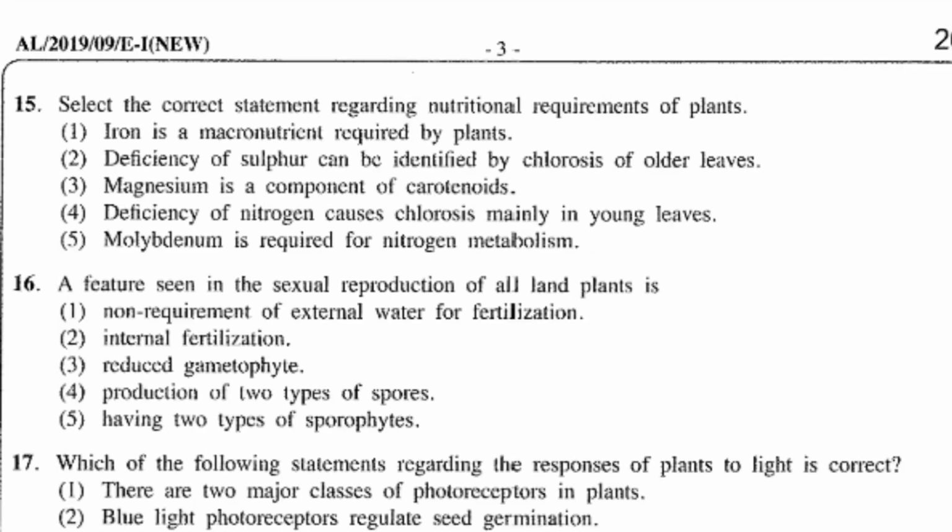15th question, select the correct statement regarding nutritional requirements of plants. Iron is a macronutrient required by plants. No. Second statement, deficiency of sulfur can be identified by chlorosis of older leaves. That is wrong. If younger leaves have chlorosis, only it is a deficiency of sulfur. Third statement, magnesium is a component of carotenoids. That is wrong. Magnesium is a component of chlorophyll. Fourth statement, deficiency of nitrogen causes chlorosis mainly in young leaves. No. Deficiency of nitrogen causes chlorosis mainly in older leaves. Fifth statement, molybdenum is required for nitrogen metabolism. That is correct. So the answer is answer number 5.